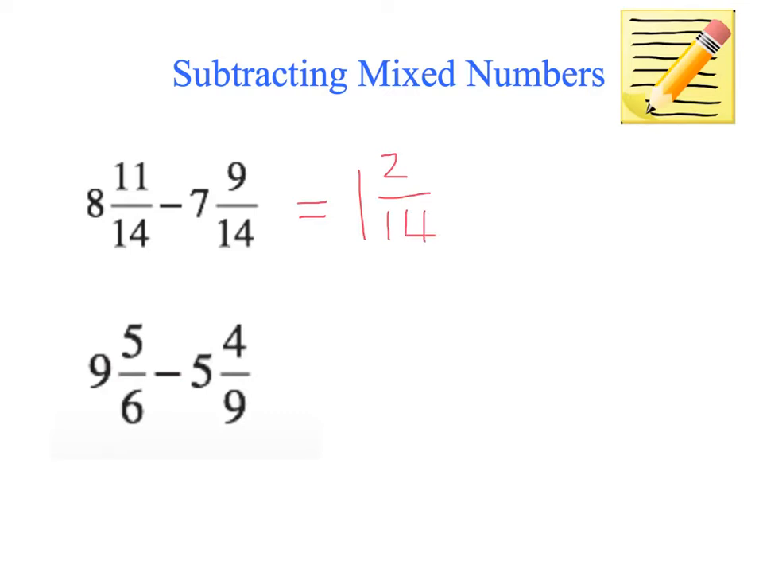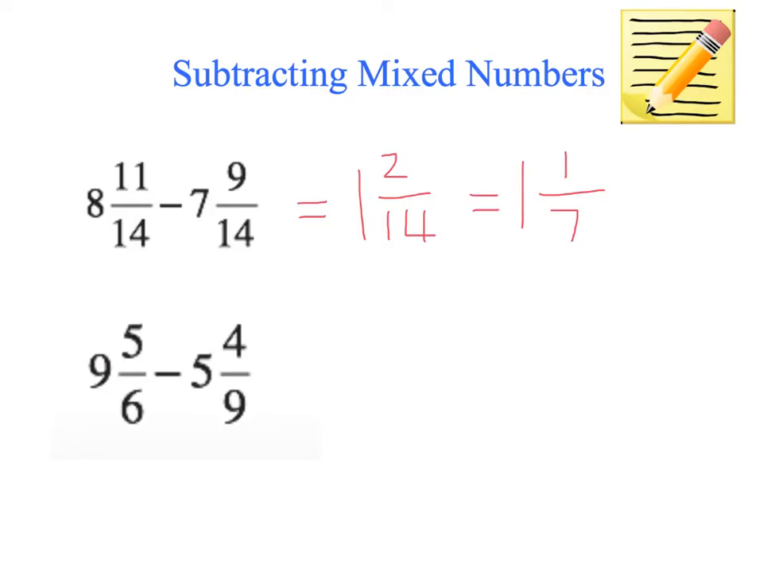All right, now, is this the final answer? Well, if you said no, you would be correct because we still have to simplify this answer. 2 and 14 can still be simplified down. So the whole number is still 1. Then 2 will go into itself once, and 2 will go into 14 7 times. 2 7s are 14. So the simplified answer for this is 1 and 1/7.